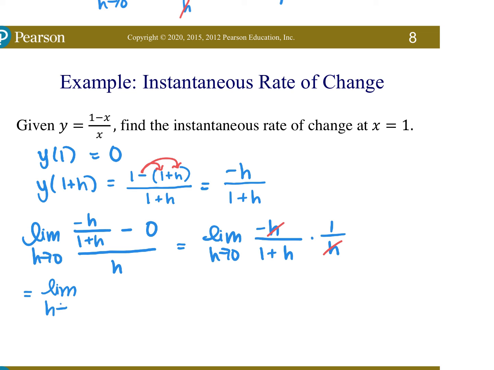So I will have the limit as h approaches 0, the numerator is negative 1, the denominator is 1 plus h. And now that my algebra is all done, all my reducing, all my combining like terms, my FOIL, my multiplying by the reciprocal, then I can plug in 0, and I get negative 1. So the instantaneous rate of change, which means the slope at this instant on this hyperbola, is negative 1, but it will never be negative 1 again.